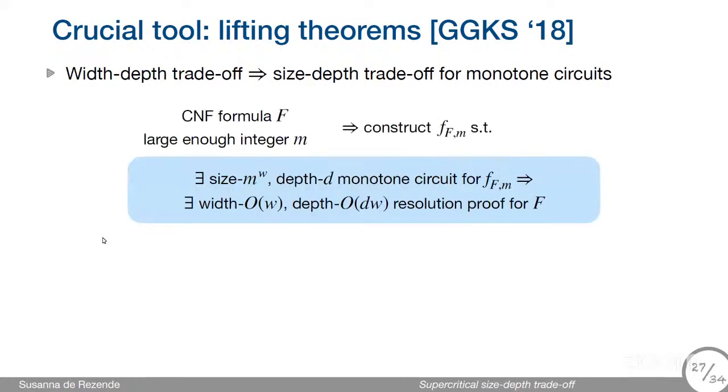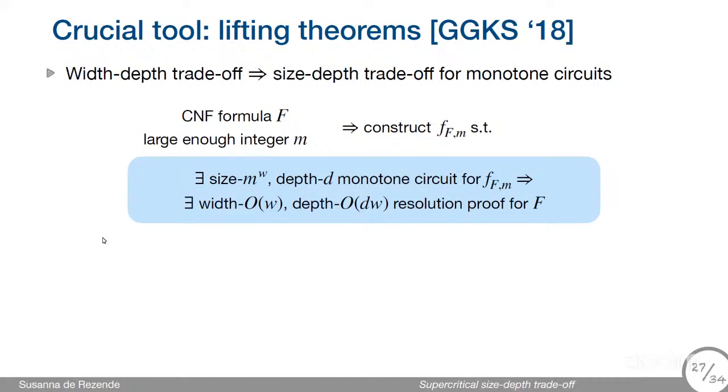The idea here is that we are going to start with the CNF formula and some large enough integer m, and we're going to construct a function based on these that satisfies this property that we saw before. So if there is a small size, small depth monotone circuit computing this function, I'm going to be able to look at that circuit and, going node by node, extract a small width, small depth resolution proof for the formula F I started with.